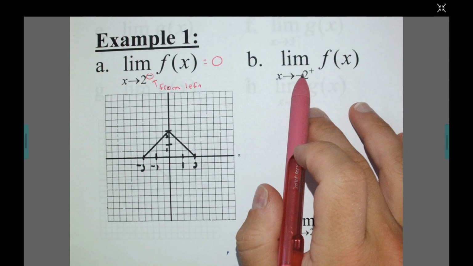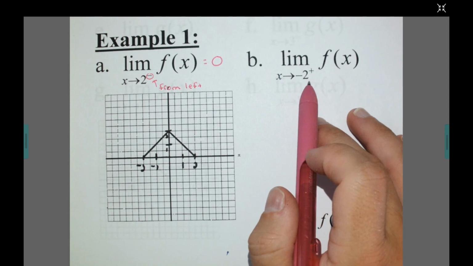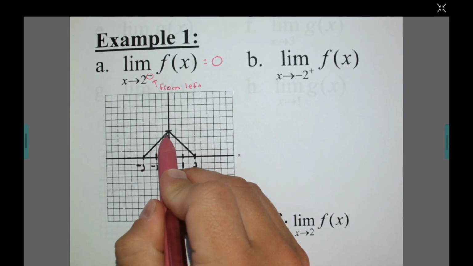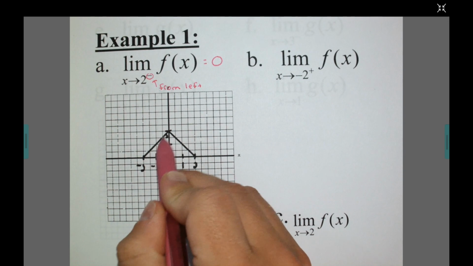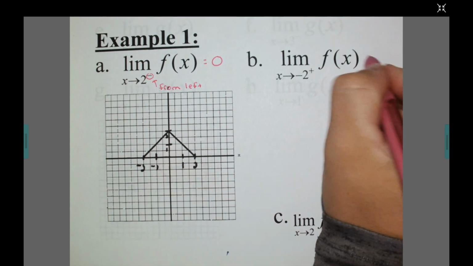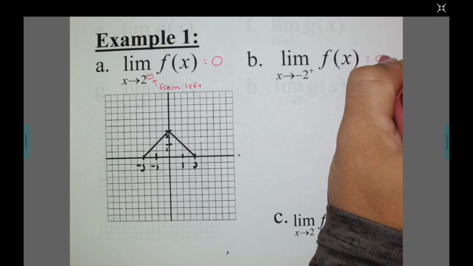For B, they want the limit as we go to negative 2 from the right. So I'm walking from the right, approaching x value negative 2. My y value is going down to 0 as well.